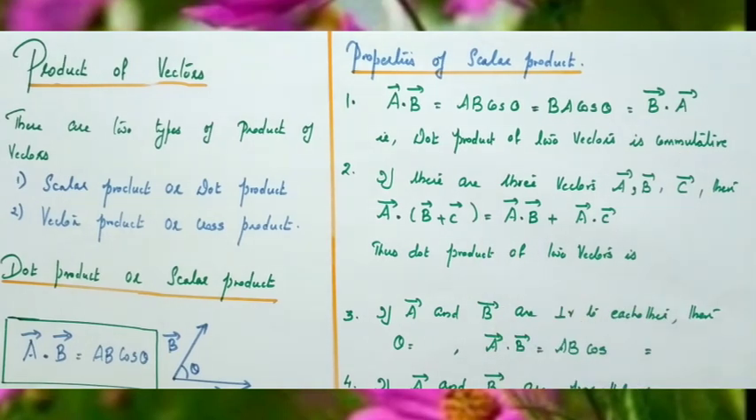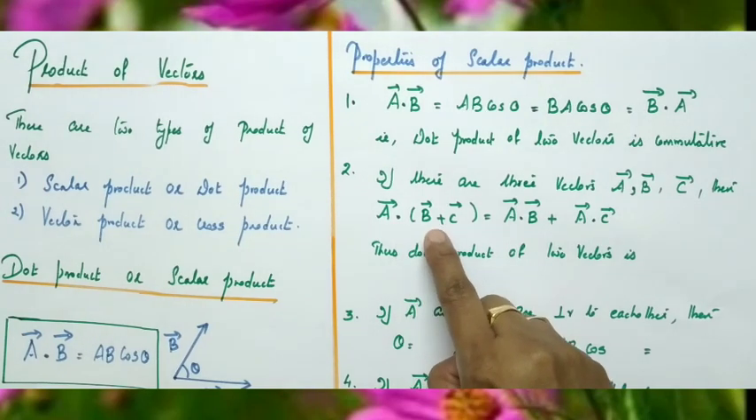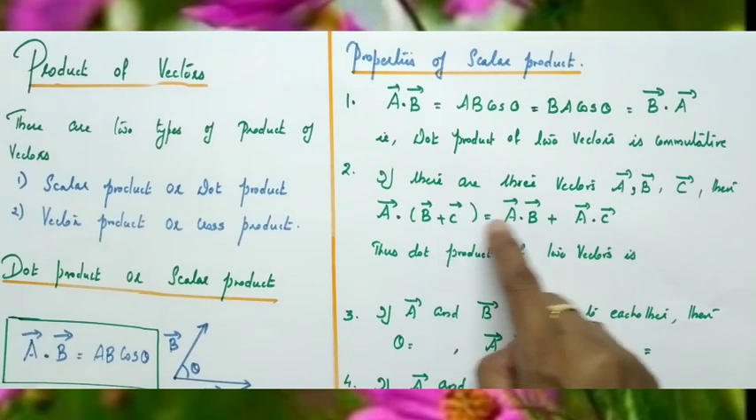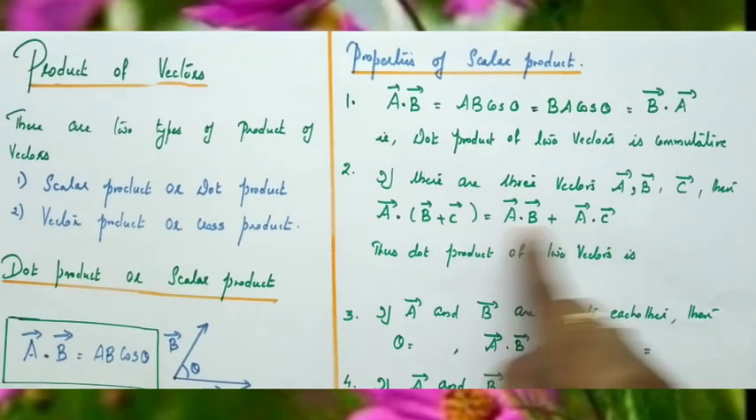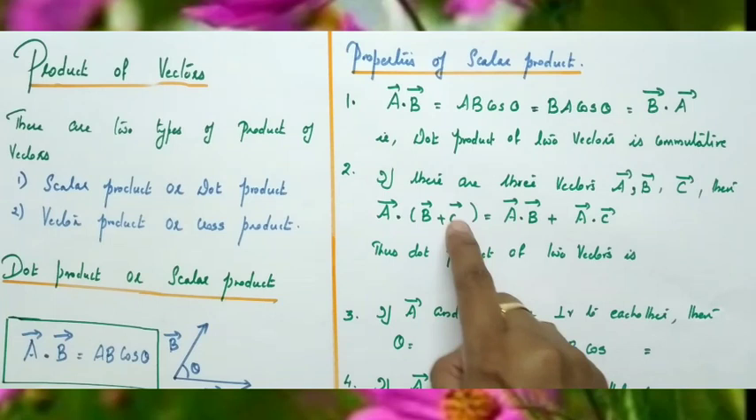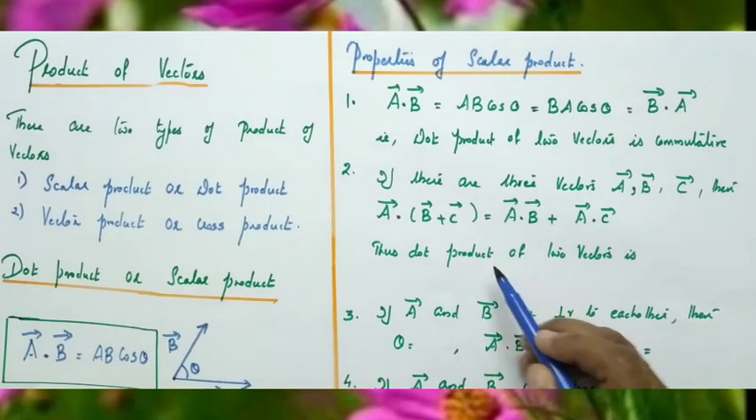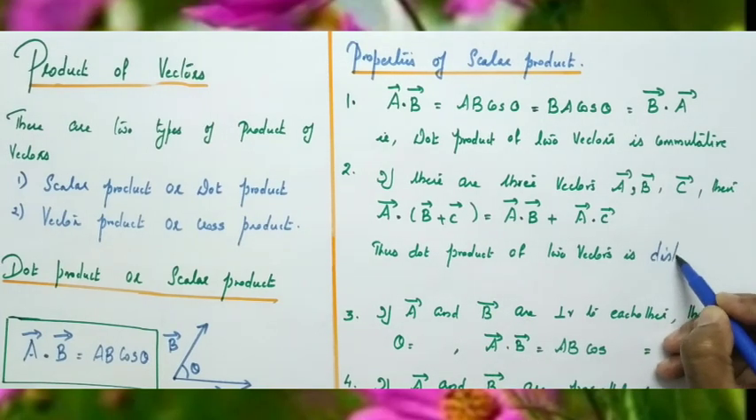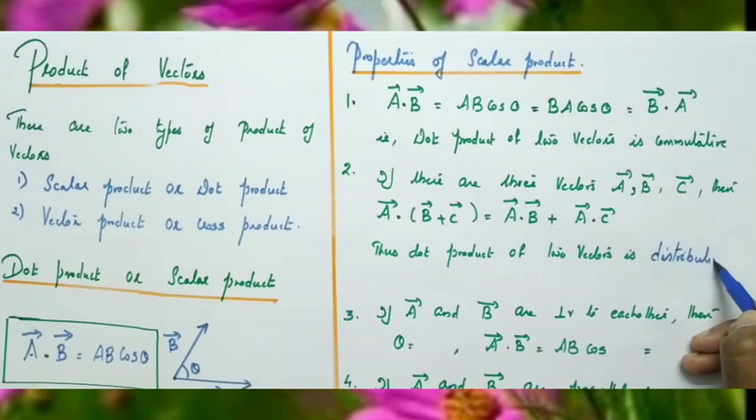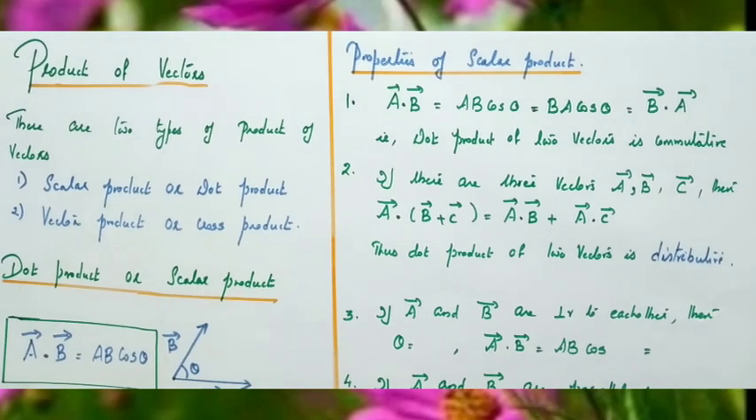Then second property, if there are 3 vectors, vector A, vector B and vector C, then we can write vector A dot (B plus C) equals A dot B plus A dot C. And what is that property called? That property is called distributive property. That means dot product of the 2 vectors is distributive. So the dot product of the 2 vectors satisfies commutative property and it also satisfies distributive property.